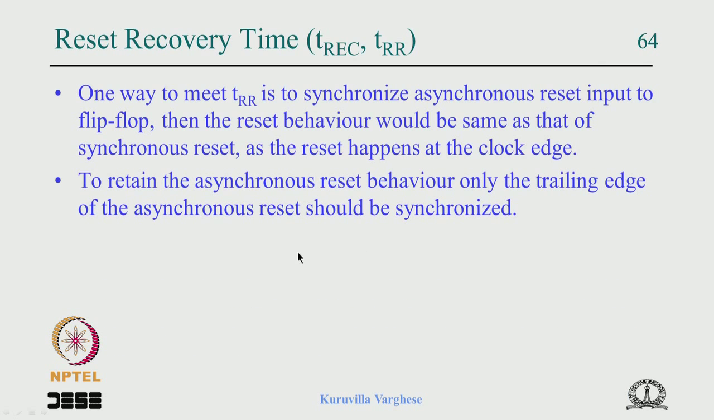So let us not synchronize the leading edge, but let us synchronize the trailing edge. If you don't synchronize the leading edge, as soon as you assert it, the reset happens. The problem is about removing it near the clock edge. If you synchronize to the clock edge, it is removed after the clock edge, and it will definitely meet the recovery time at the next clock edge. So that is what I have written here: to retain the asynchronous reset behavior, only the trailing edge of the asynchronous reset should be synchronized.